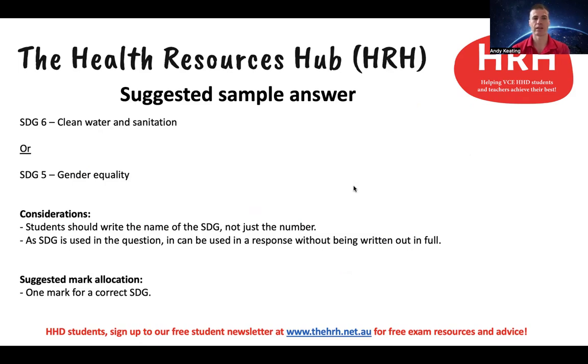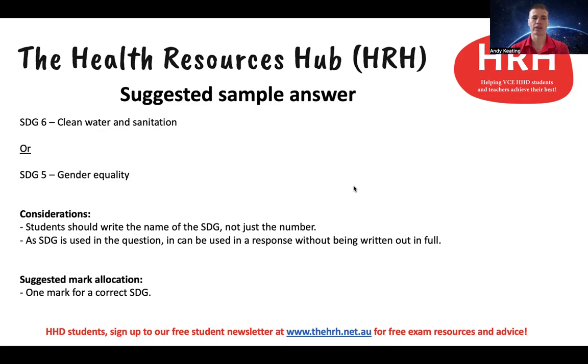You'll see there's SDG 6, clean water and sanitation, or SDG 5, gender equality. There are a couple of SDGs that you could have chosen for that first part of the question. You can see it mentions that you should write the name of the SDG, not just the number. Ideally you've got both the number, but definitely the name is super important.